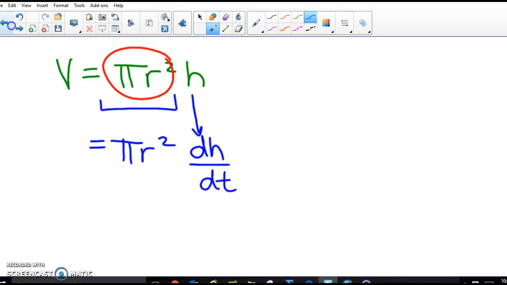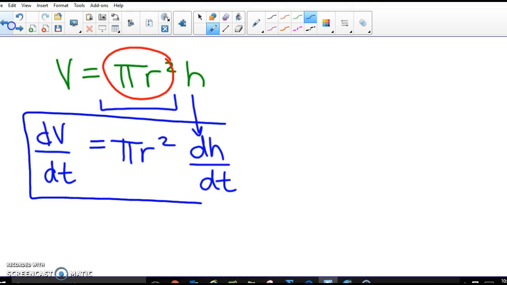Well, I've taken the derivative of the right side. I definitely need the derivative of the left side. Here would be my derivative of the left side. So maybe I'm trying to solve for dV/dt if r is acting like a constant. If that's the case, here's my answer.